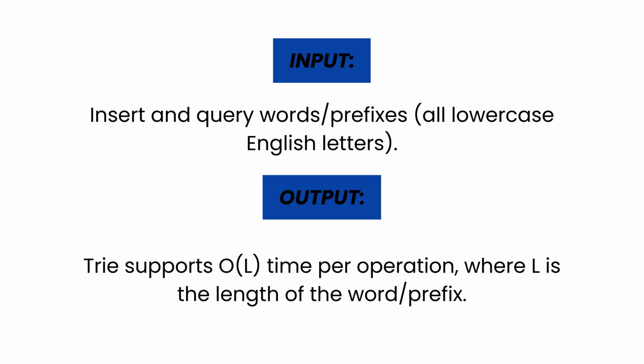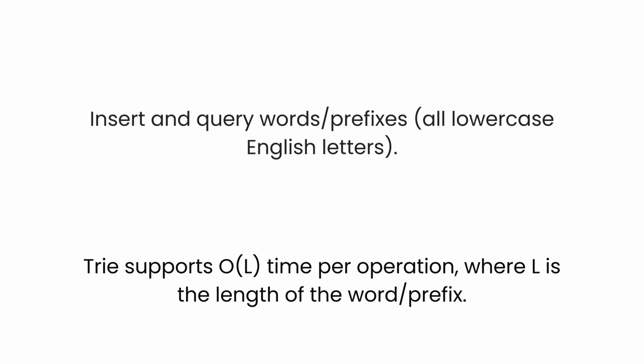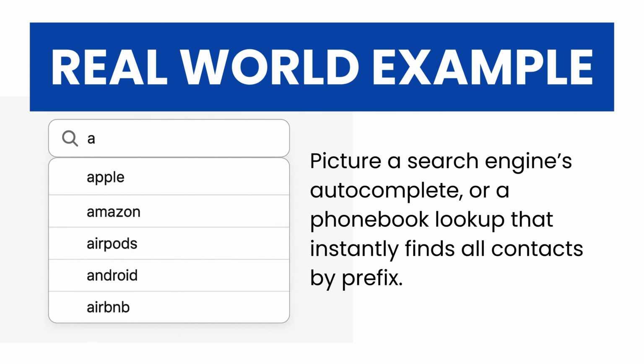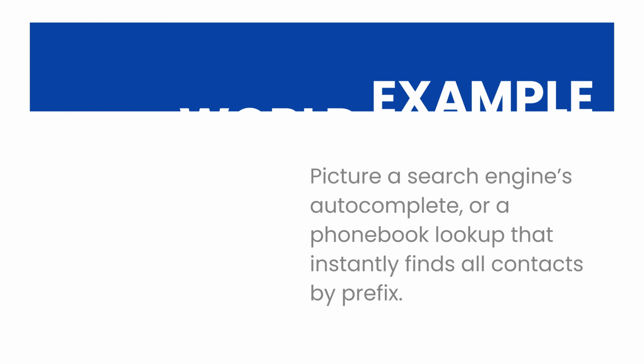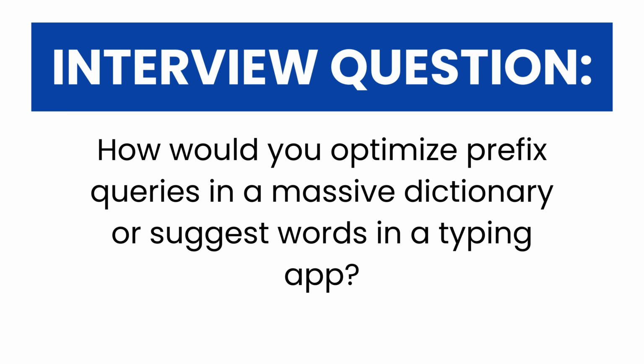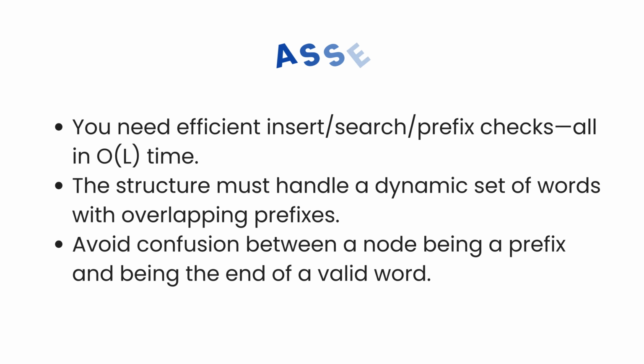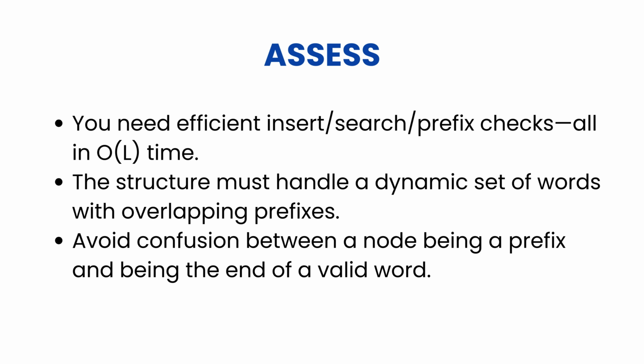Input/output: insert and query words/prefixes, all lowercase English letters. Trie supports O(L) time per operation, where L is the length of the word/prefix. Picture a search engine's autocomplete, or a phone book lookup that instantly finds all contacts by prefix. Interviewers might ask, how would you optimize prefix queries in a massive dictionary or suggest words in a typing app? What's tricky? You need efficient insert/search/prefix checks, all in O(L) time.